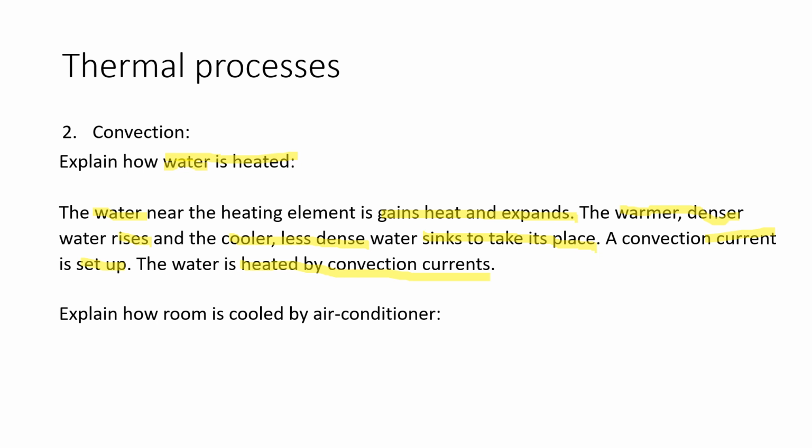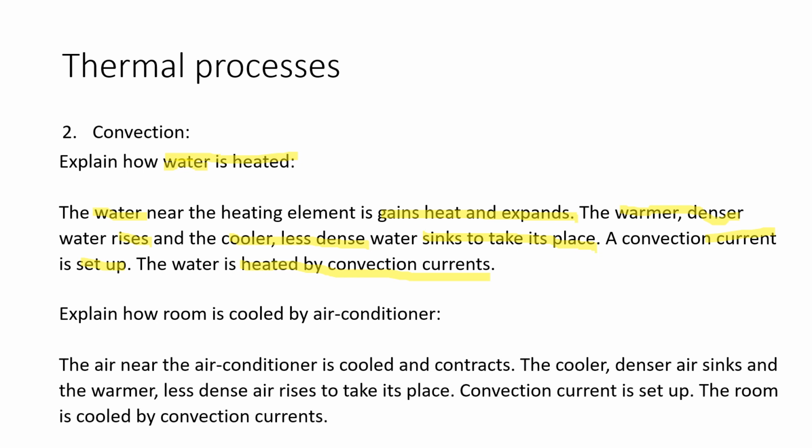Next thing, how the room is cooled by an air conditioner. It's similar, just that we write it in the opposite order. So the air near the air conditioner is cooled and contracts. Cooler, denser air sinks. Warmer, less dense air rises to take its place. Convection current set up, cooled by the convection current. You can pause the video to finish writing. You need to memorize these words, as they are marks. Once done, you can move on.